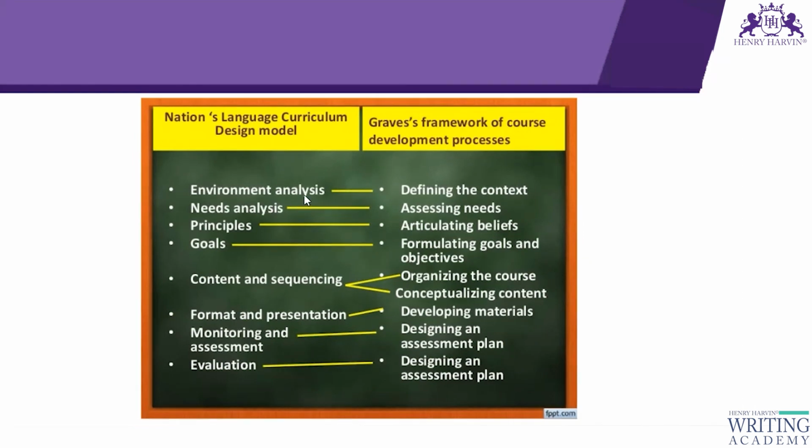The first one is environmental analysis. That will be almost similar to defining the context when we come into the course development process. This is one method, and this is Nation's. These are two different people, two different models. We are just comparing the similarities among them. Okay. Need analysis, assessing the needs. In this model we say need analysis, but in the other model we follow assessing needs. Okay. Principles, then articulating the beliefs.